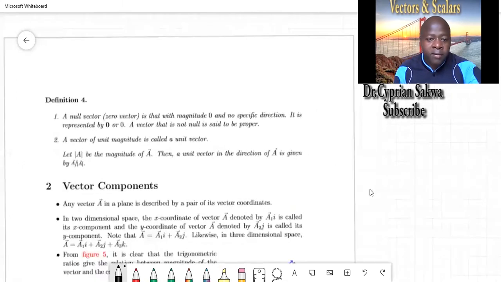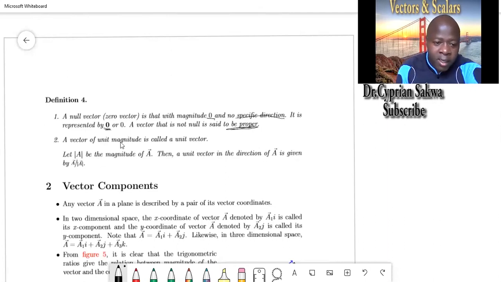I want to define a null vector. A null vector is a vector whose magnitude is 0 and it has no specific direction. We represent it by vector 0. We can call it null vector or zero vector. Any other vector that is not null is said to be a proper vector. So in our case, all the vectors, unless stated otherwise, will be proper vectors.